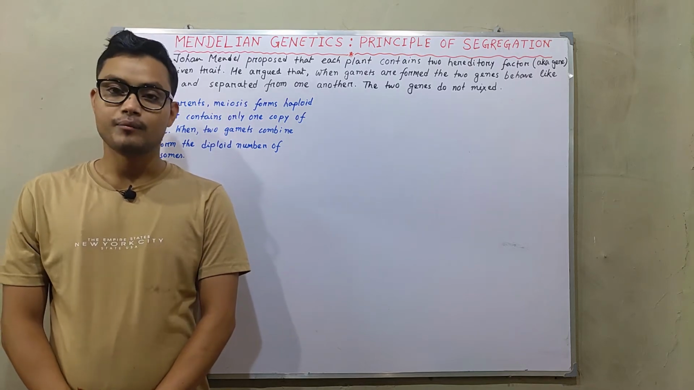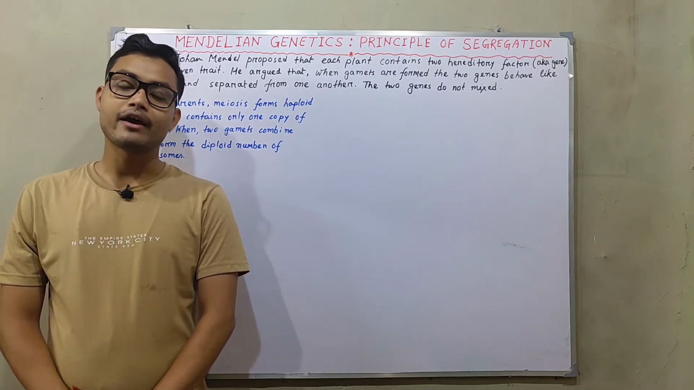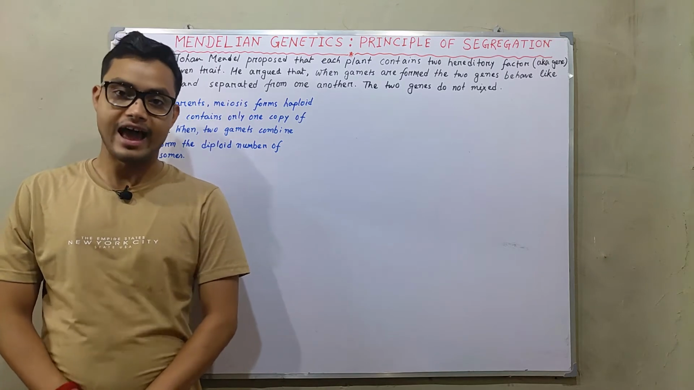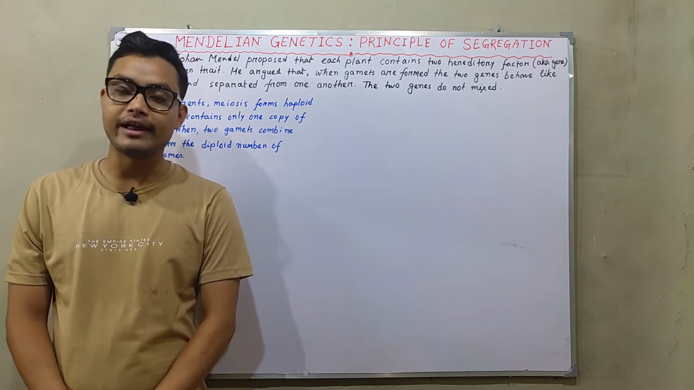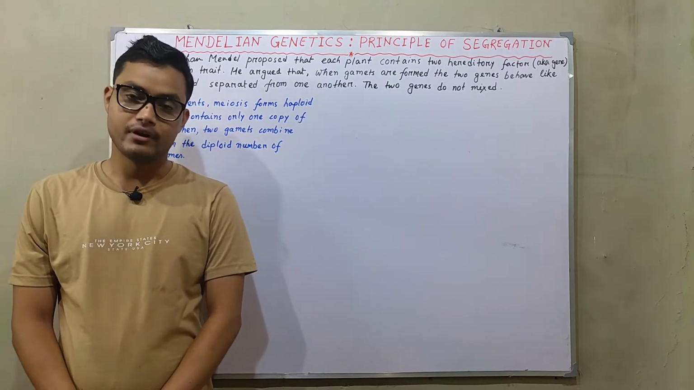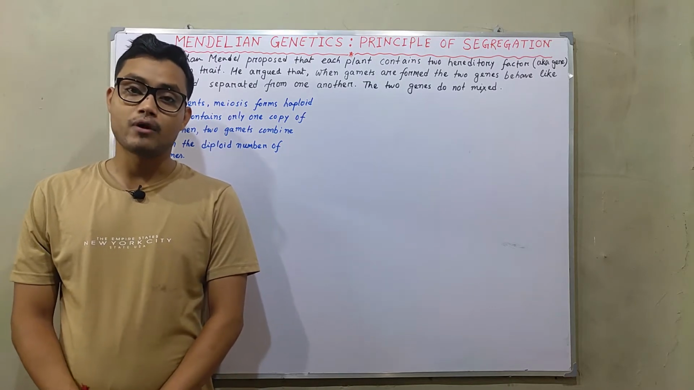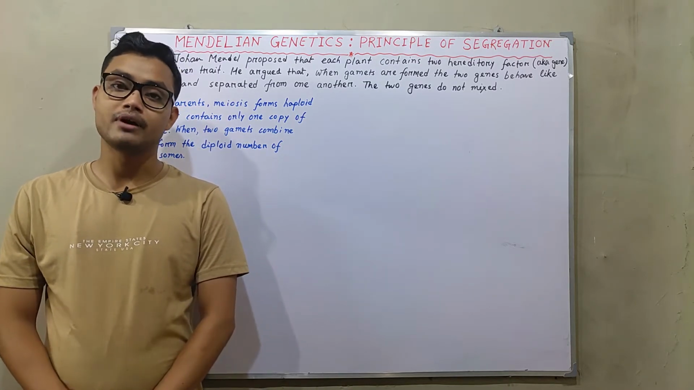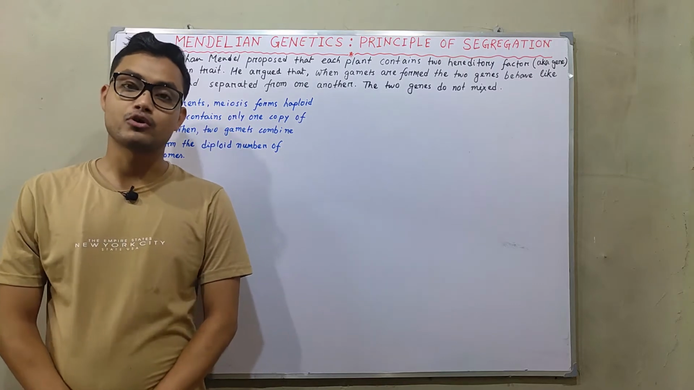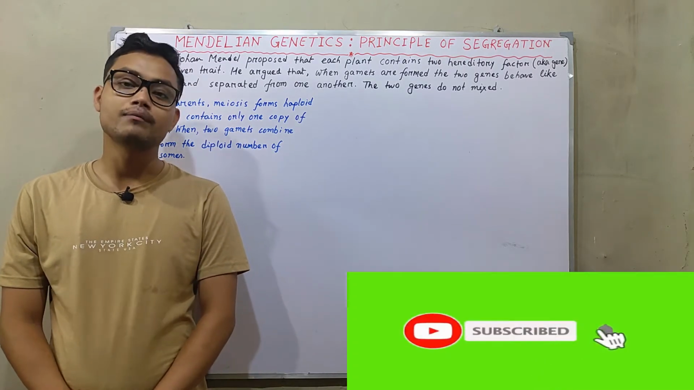Gregor Johann Mendel proposed that one pair of contrasting characters, that is alleles, do not mix or blend in a particular individual. Rather, they are separate from one another during the formation of gametes. This was the first postulate of Mendel's work on pea plants.